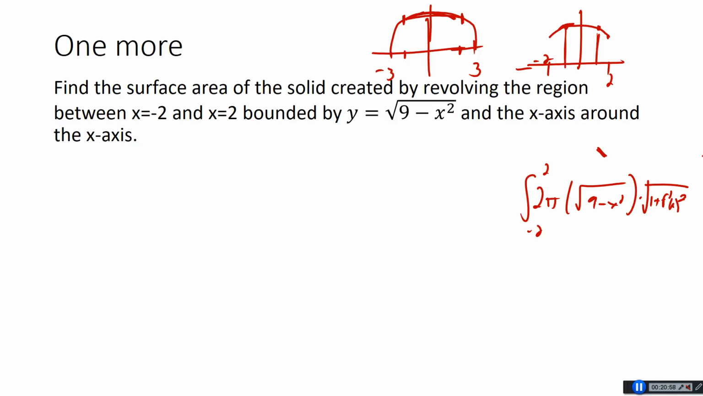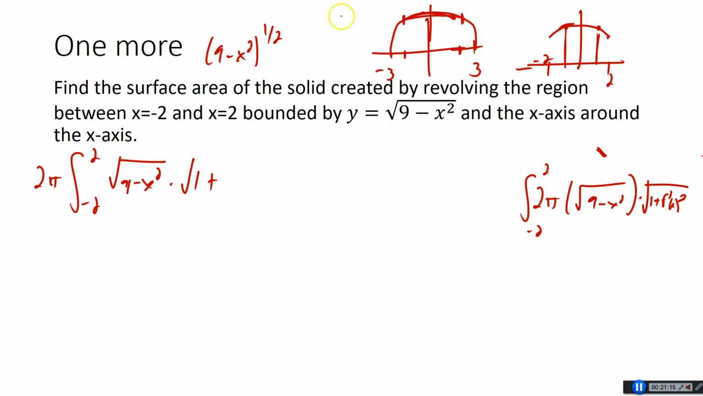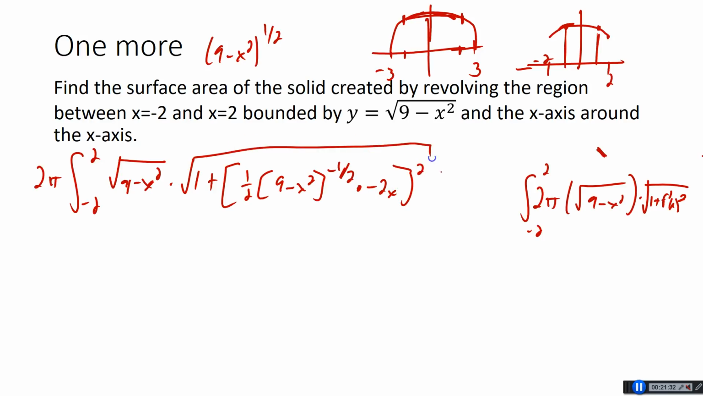So, let's see if the math works out as well as I remember it. Let's give it a shot. So we have 2 pi, integral from -2 to 2, square root of 9 minus x squared, times the square root of 1 plus the derivative of this guy. So let's say this is 9 minus x squared to the 1/2. So the derivative is going to be 1/2 times 9 minus x squared to the -1/2, multiplied by derivative of the inside function, which is -2x. That whole thing squared. dx at the end.